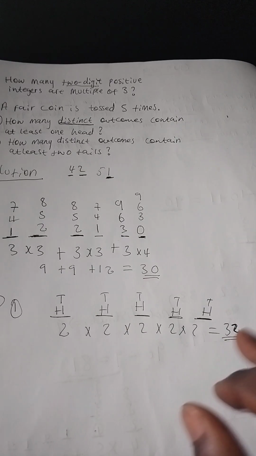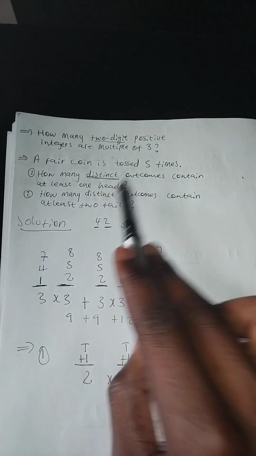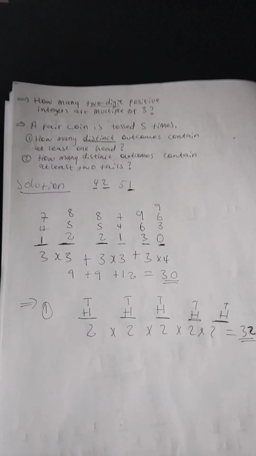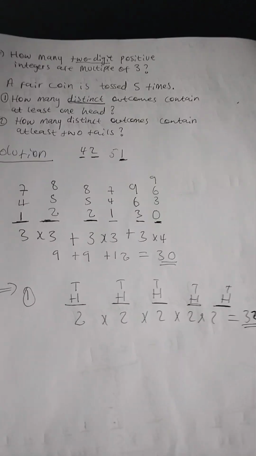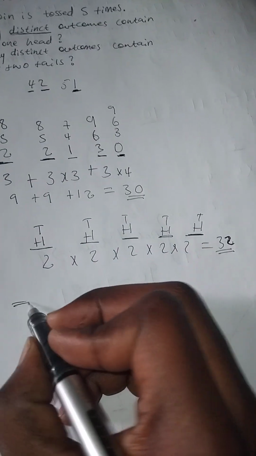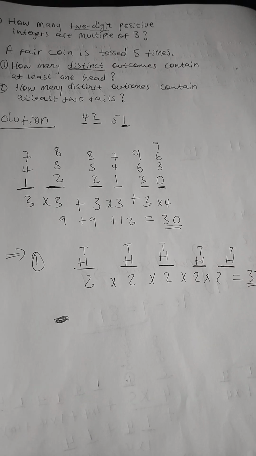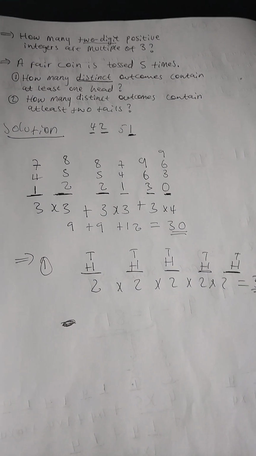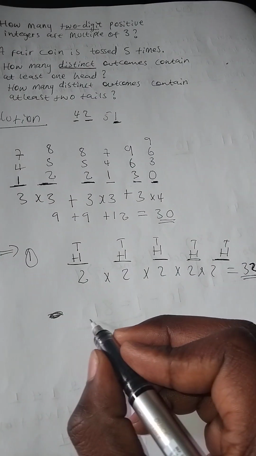You have two possibilities. Then the question wants a distinct outcome containing at least one head. When they say at least one head, you can either have one head or many of them. So it has to at least be there. So how you have to think around it is that you at least want to have one head. In order to answer this one, think around it this way: what if I do not have a head at all? Okay, so you have 5 slots.